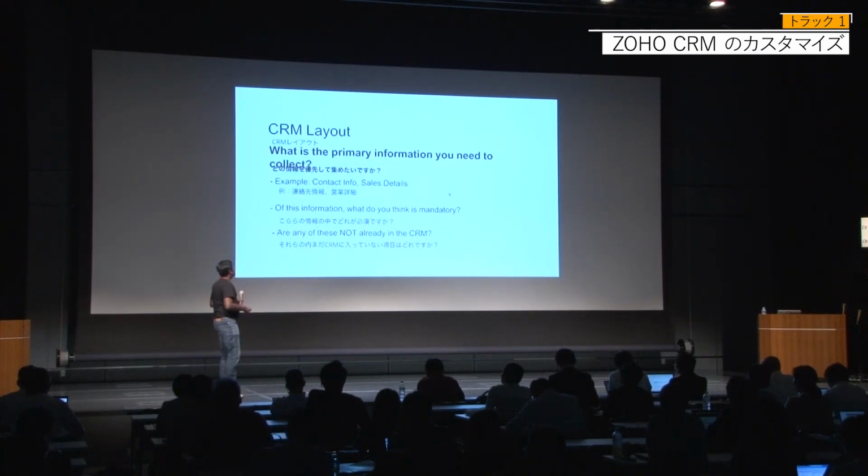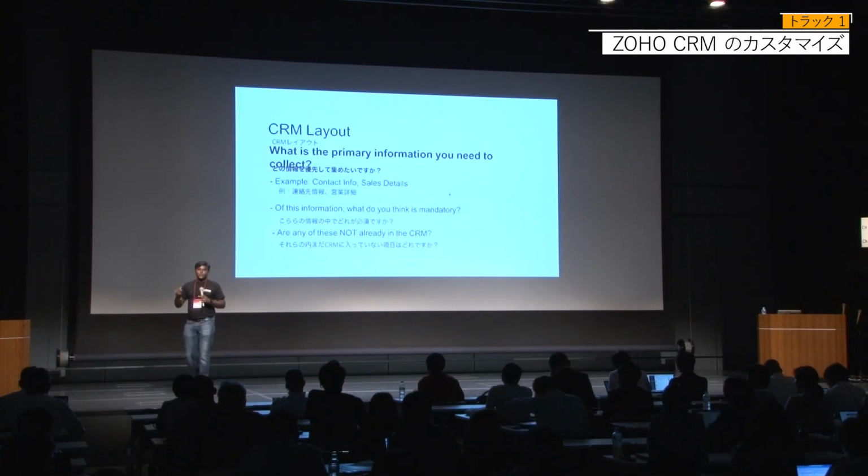So first thing is collecting the primary information. Make a note of all that on a piece of paper. Write down the information that you'd like to collect from your leads or your contacts or about the deal. Once you've done that, you need to identify out of all that information, which is the most important or the mandatory one, which are very necessary.